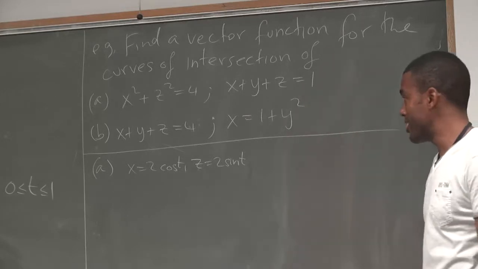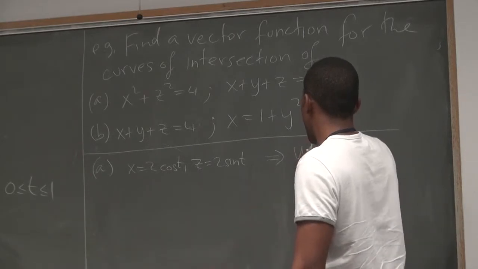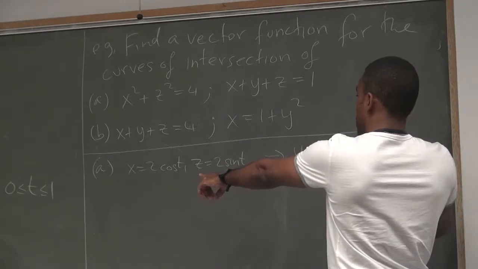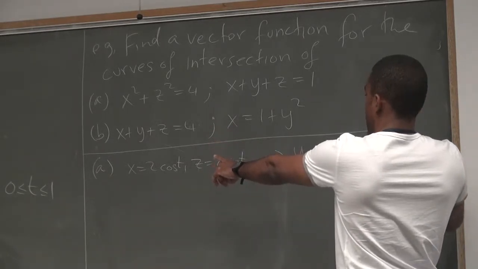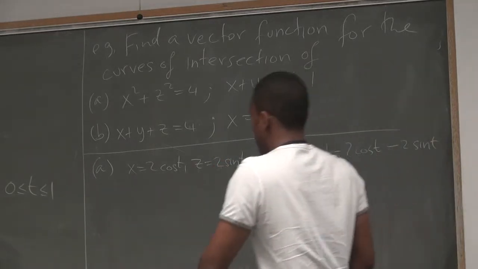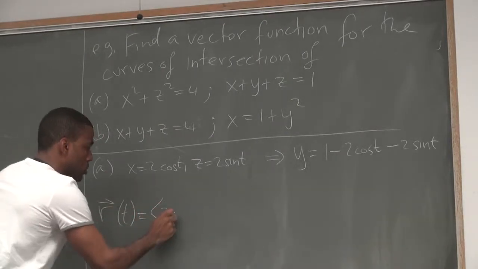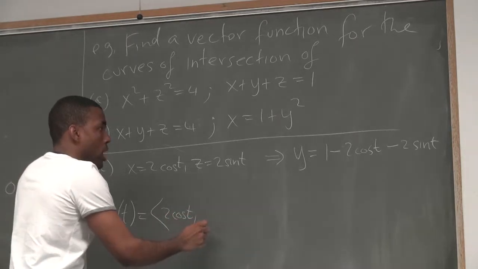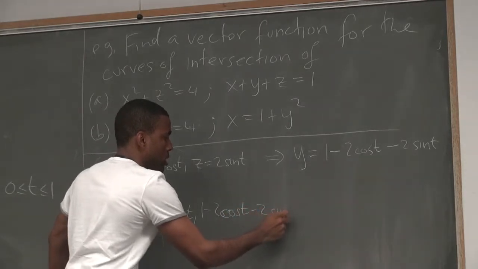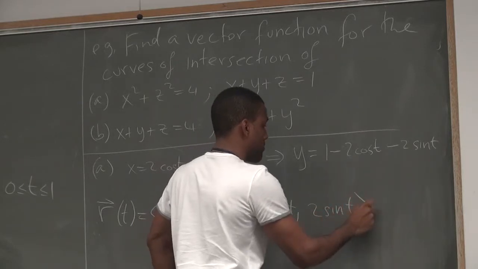You just plug it in. This means that you'd be able to write y as 1 minus x minus z, which is 2 sine. In other words, you'd be able to say r of t is equal to, the x is 2 cosine t, the y is 1 minus 2 cosine t minus 2 sine t, and the z is 2 sine t.